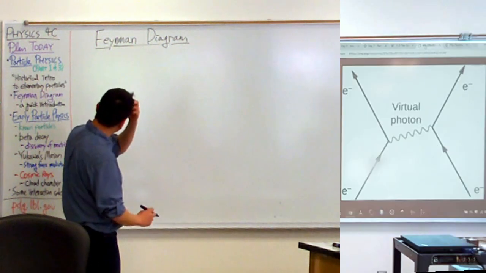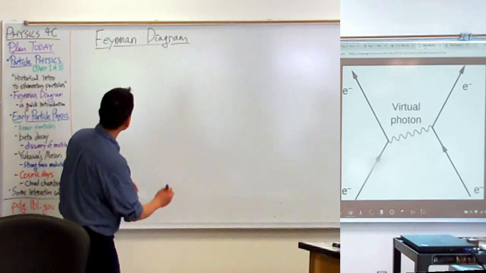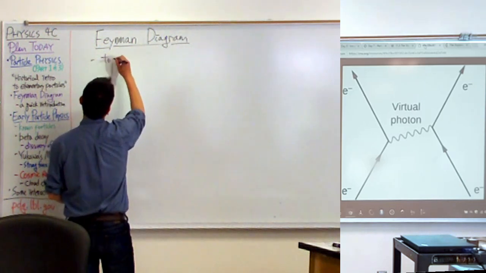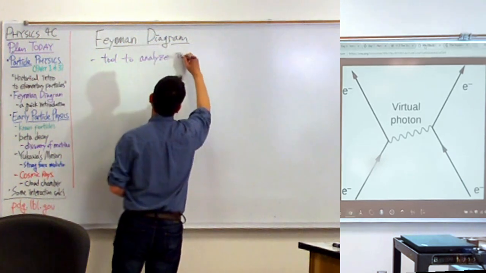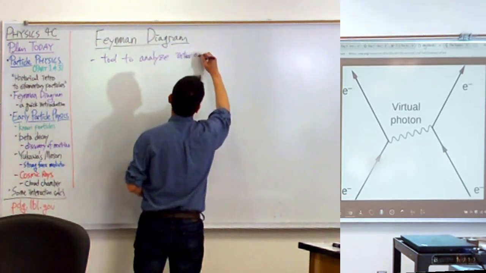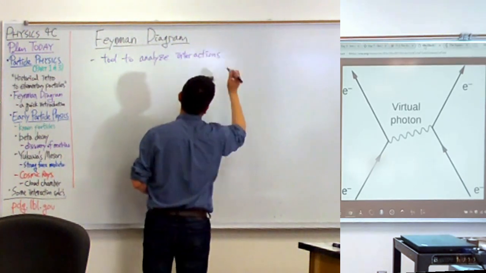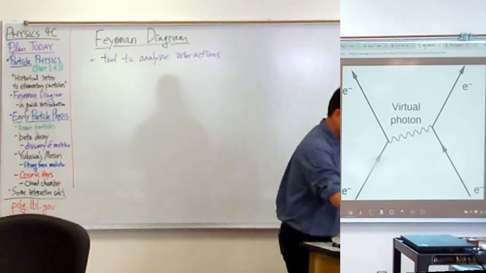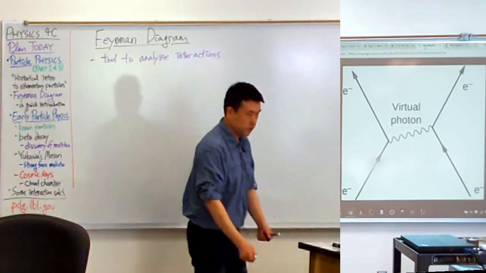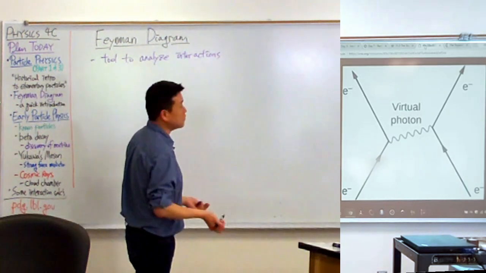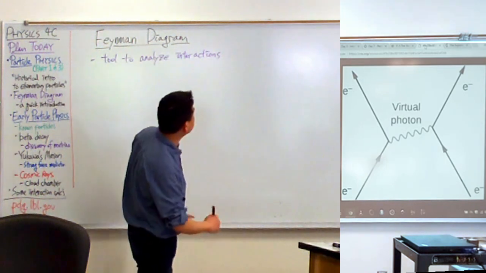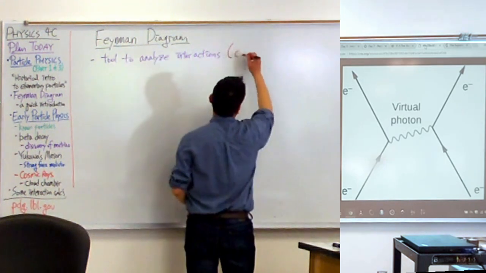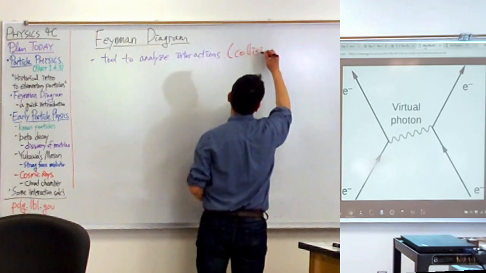So the Feynman diagram is a tool to analyze interactions. And even though it can be used to analyze many different types of interactions, most of the interactions that can be analyzed using Feynman diagrams are going to be analyzed as collisions.